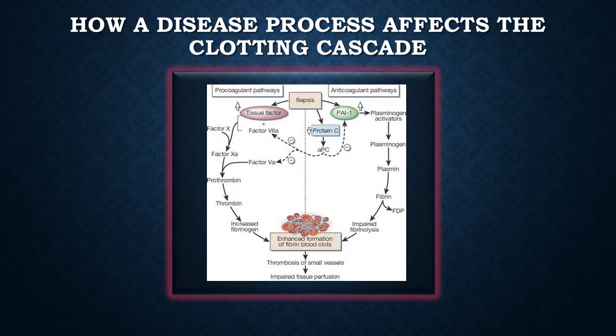Let's take a look at how a disease process affects the clotting cascade. Sepsis is the main disease process currently pictured in our slide. Let's take into consideration, though, that sepsis can be any of the disease processes which are known to cause DIC. But for simplicity's sake, we'll use sepsis and demonstrate how sepsis, which is an inflammatory process of the body, will cause procoagulant pathways to be enhanced.